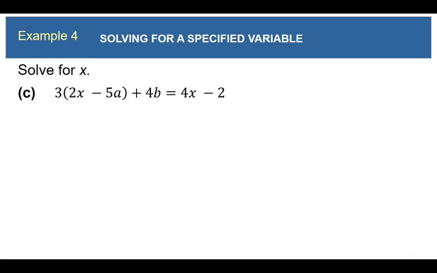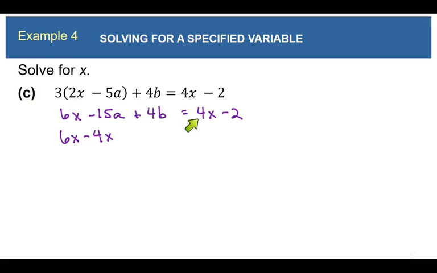So the thing to do is going to be to get all of our x terms together on one side of the equal mark, and we can only do that by distributing this 3. So 3 times 2x is 6x, and 3 times minus 5a is minus 15a, and we've got plus 4b. Okay, now nothing over here on the left can be combined. So now we're ready to collect our x terms on one side and any other kind of terms on the other side.